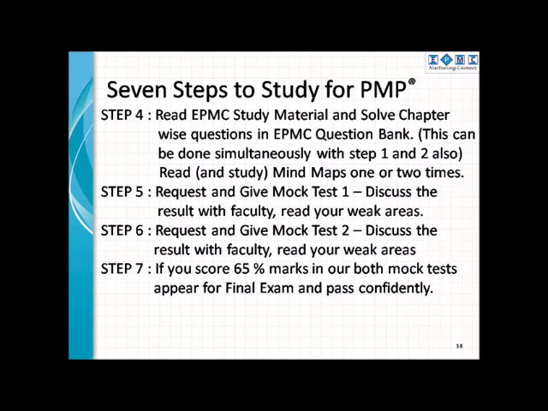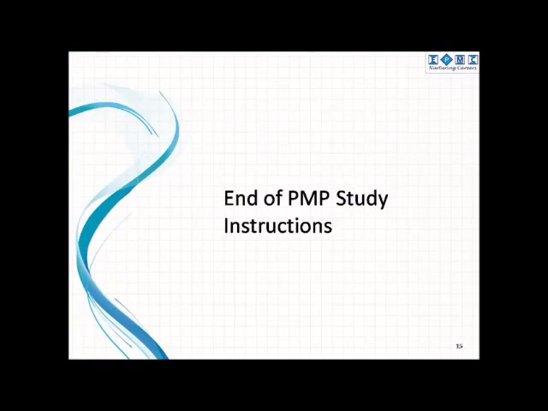Step number 6. Request and give mock test number 2. Again, discuss the result with the faculty and read the areas which you are weak in. Finally, step number 7. If you score 65% marks in both our mock tests, appear for the final PMP examination and pass confidently. With this, we come to the end of this topic.